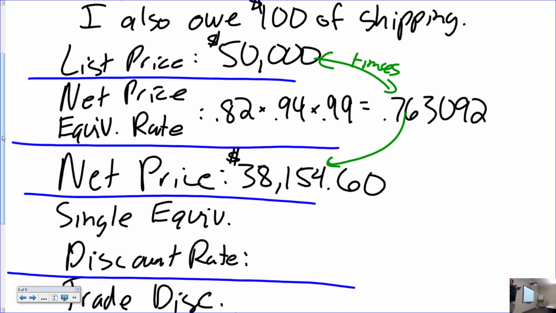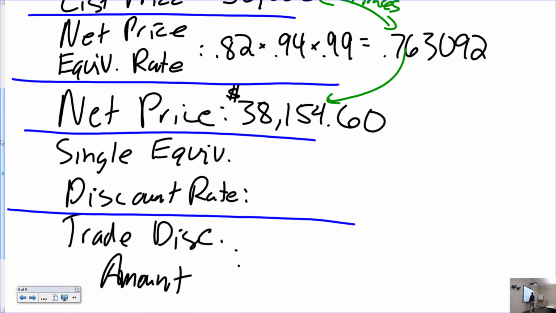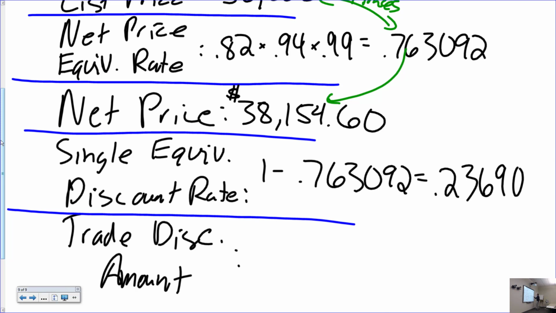Technically, what is my single equivalent discount rate? 1 minus 0.763092. Punch it in your calculator. 0.236908. And again, just leave it like this, okay? Technically, yes, it means 23.6908% off. But don't write it as a percent. Just think of it as a good old regular decimal and I will be happy.